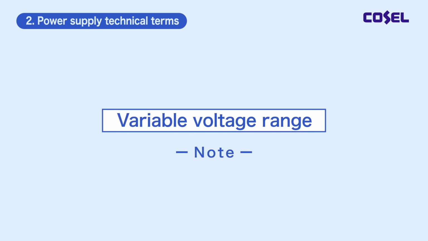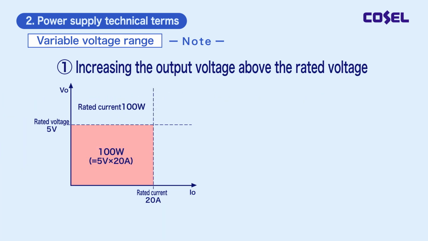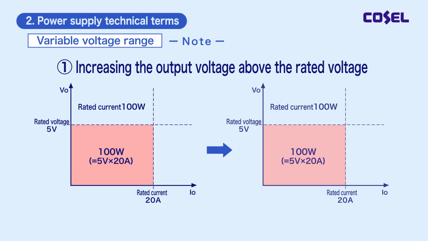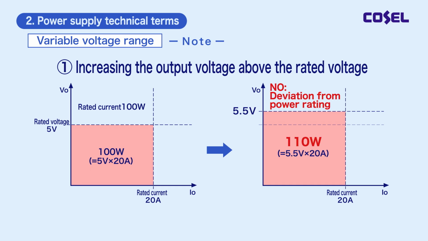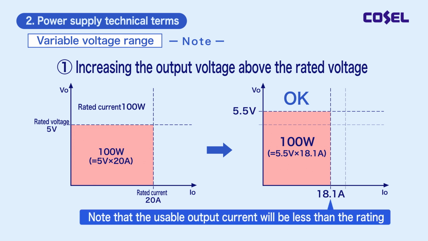A note on the output voltage variable range. When using a power supply with variable output voltage, pay attention to the power and current ratings. The first approach is to increase the output voltage above the rated voltage. If the output voltage is increased from the rated voltage of 5 volt to 5.5 volt, it cannot exceed the rated power of 100 watt. It should be used within a range not exceeding 100 watt, that is, with an output current of 18.1 ampere or less. Note that the usable output current will be less than the rating.